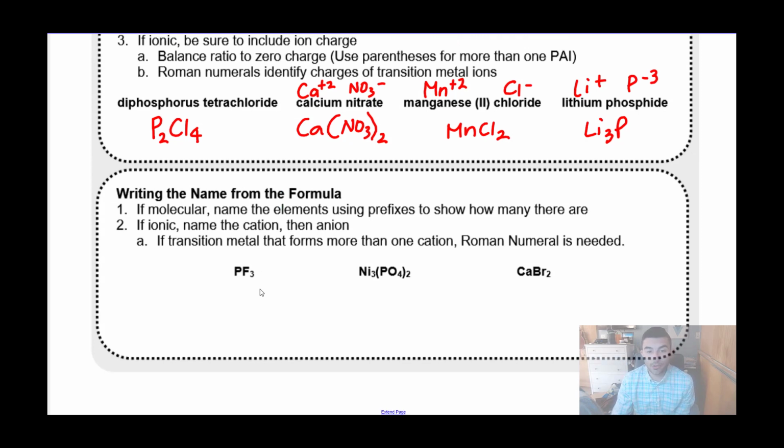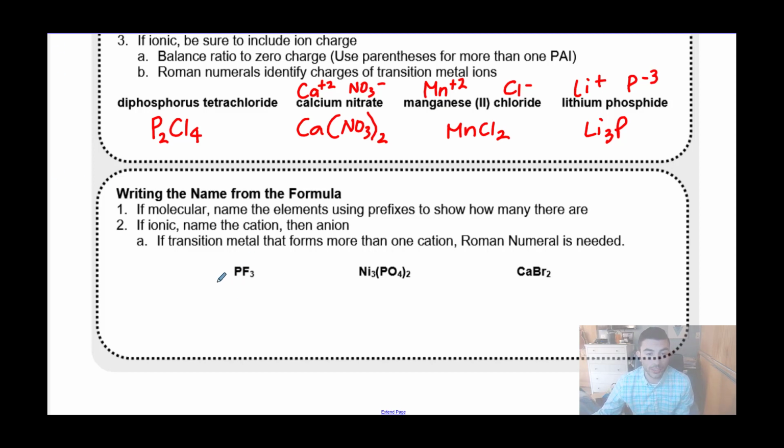If it's molecular, we're going to name the elements using the prefixes to show how many of each element there are. If it's ionic, we're just naming the cation and anion separately. The only thing we have to remember is to include a Roman numeral if I have a transition metal that requires me to tell someone what the charge is, because they wouldn't be able to determine it otherwise.